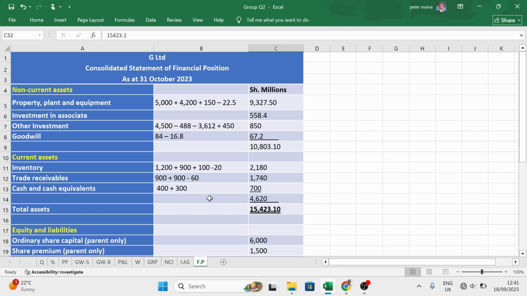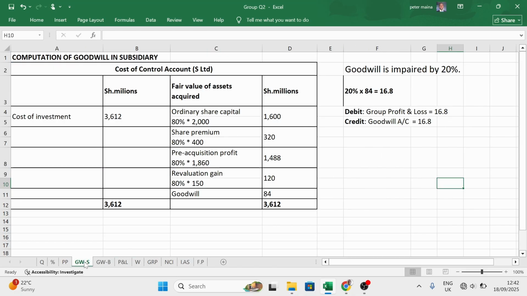I'm going to be doing another question similar to this one, because in this one, in the computation of goodwill, we have shown the partial goodwill method. In the next question, I am going to be solving another one almost similar with a few different things. One of them being, we are not going to be using the partial goodwill method. Instead, we are going to be using the full goodwill method.